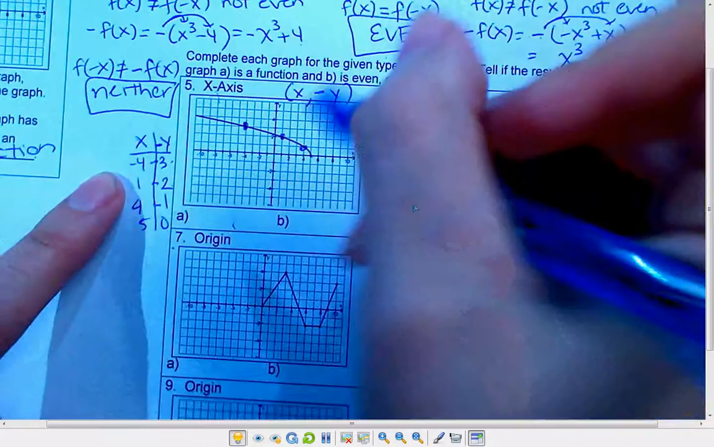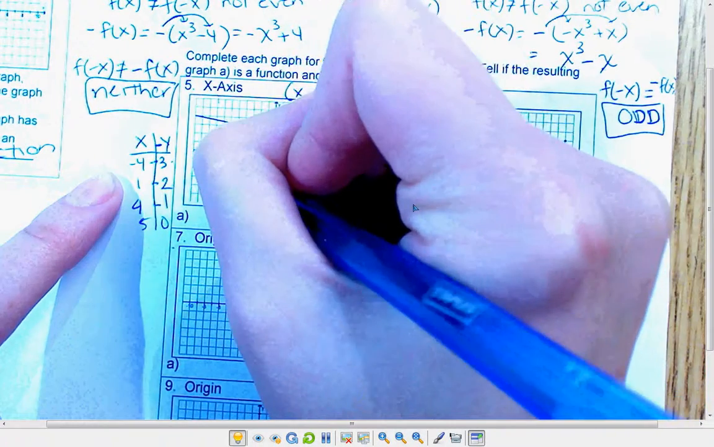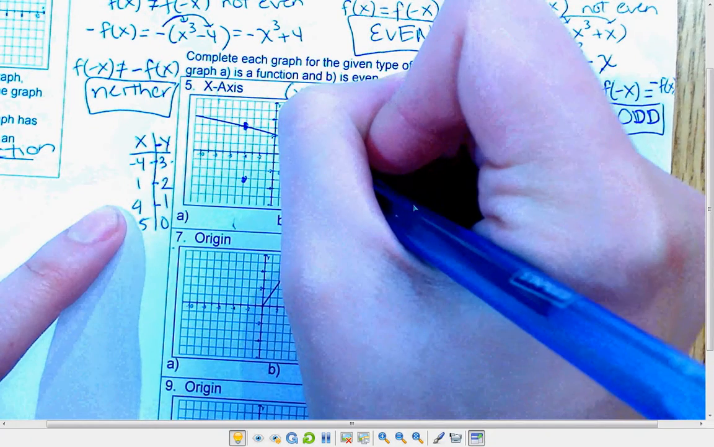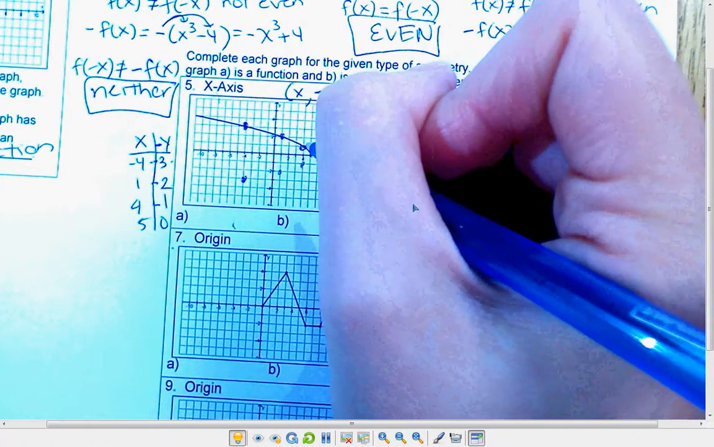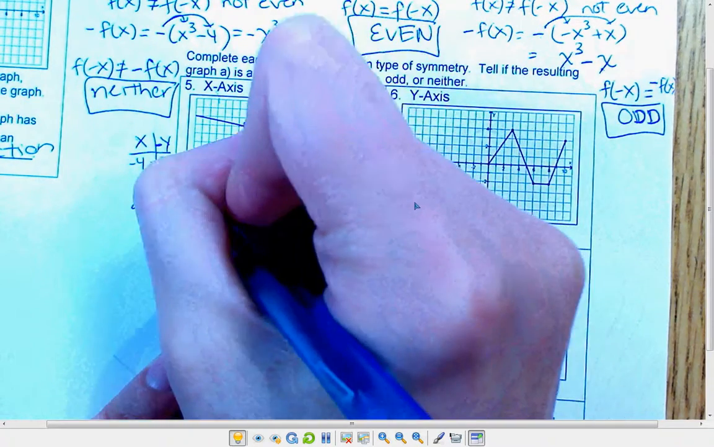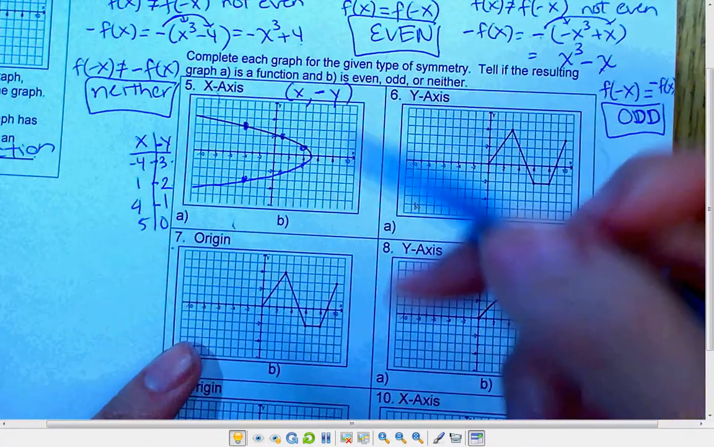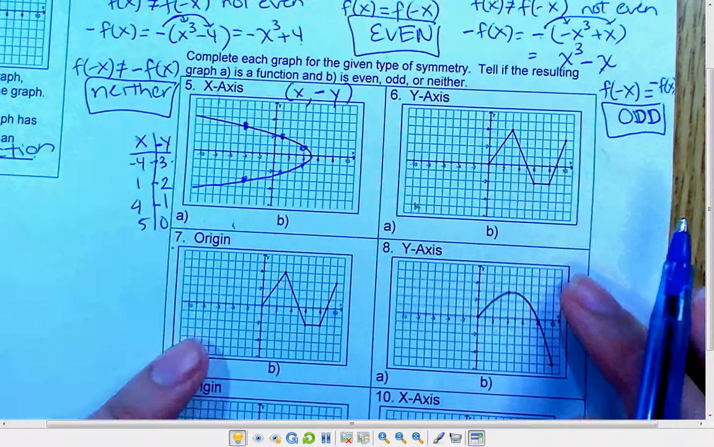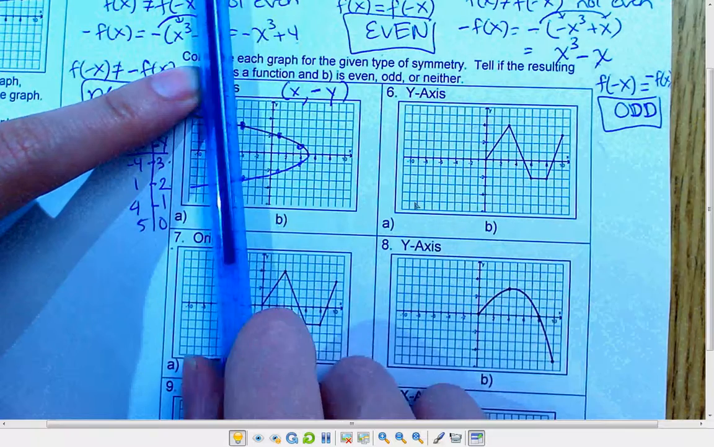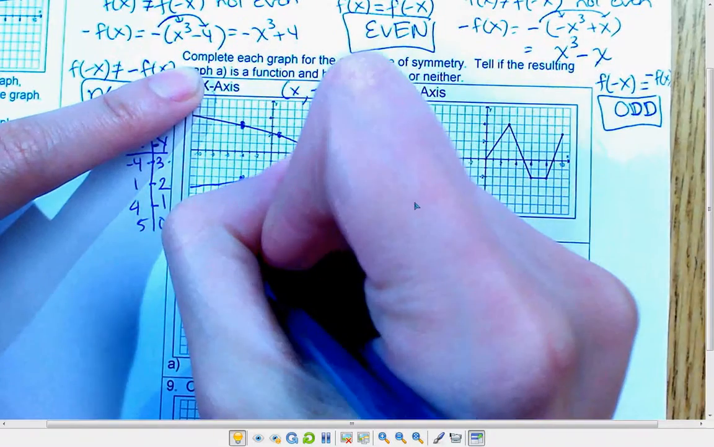So now I'm going to plot them. So negative 4, negative 3, 1, negative 2, 4, -1, and 5, 0. So here is symmetry about the x-axis. So, A, is this one a function? Does it pass the vertical line test? No, it does not. So no, this is not a function.